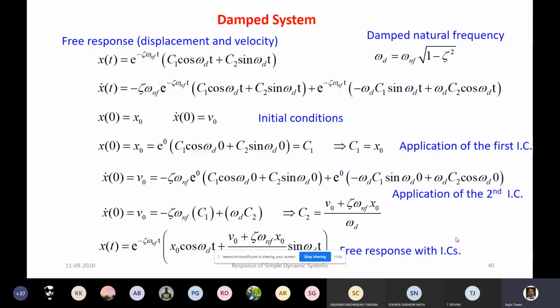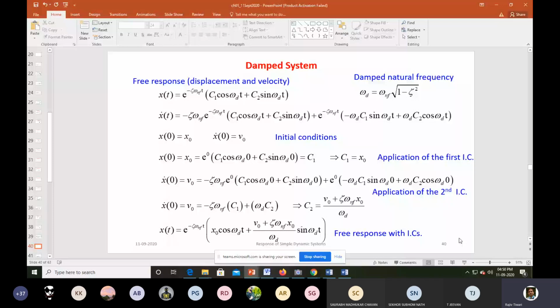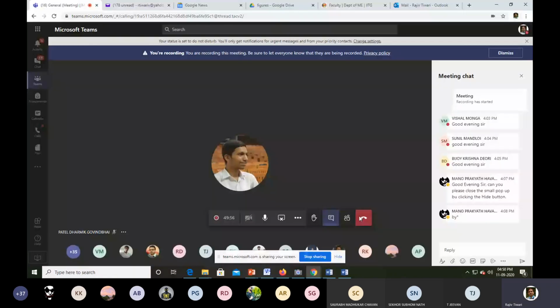Okay, if any questions, I think people can ask. I'll take some more, one more. I'll give the derivation for the impulse response function for the damped case, and then I'll give some exercise problems. Any questions on that?